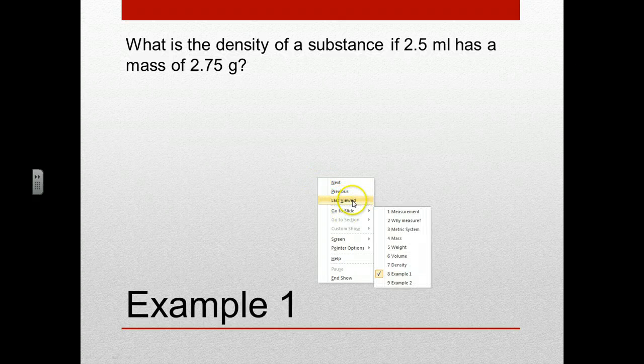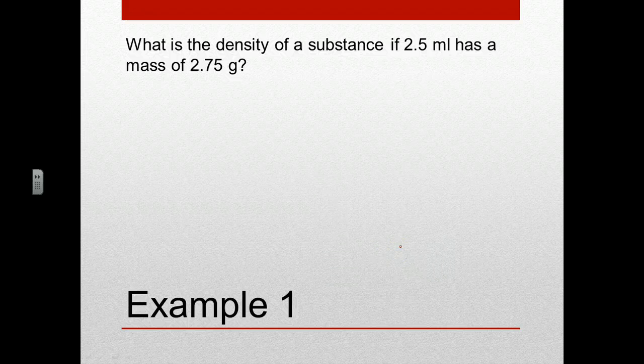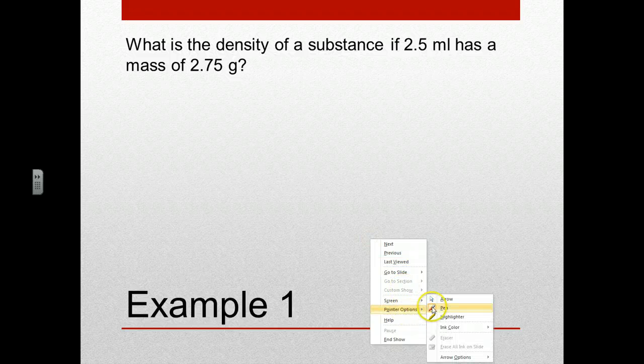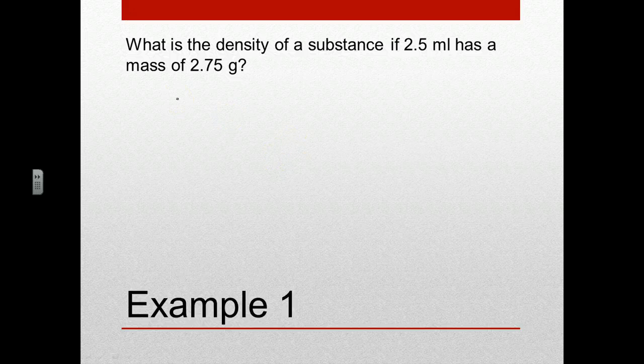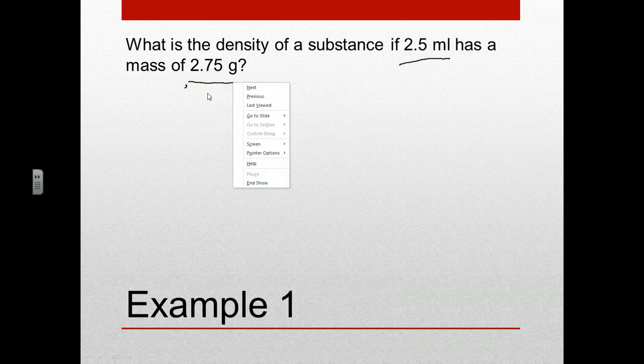What is the density of a substance if 2.5 milliliters has a mass of 2.75 grams? So here we have 2.5 milliliters and we have 2.75 grams.